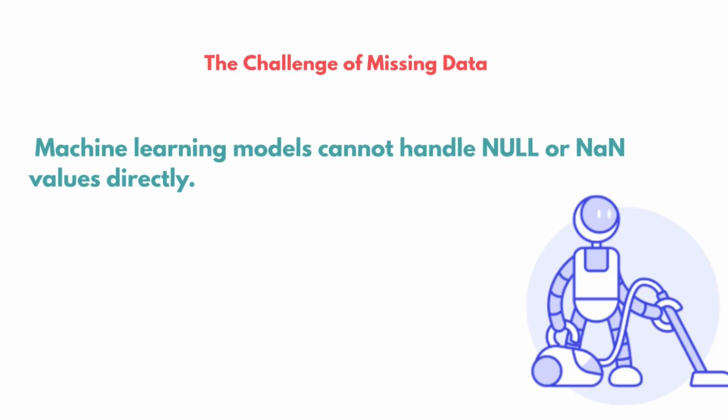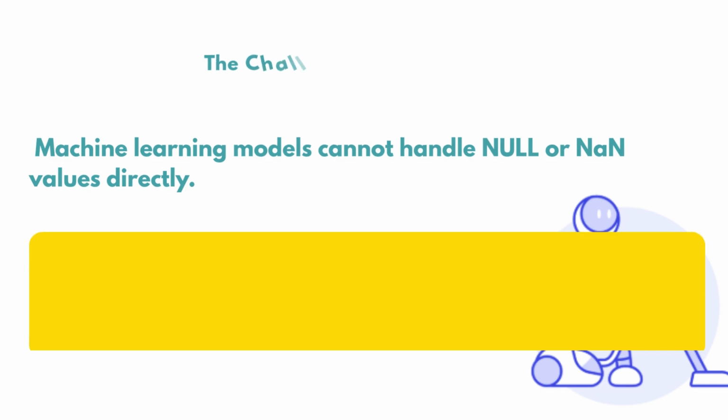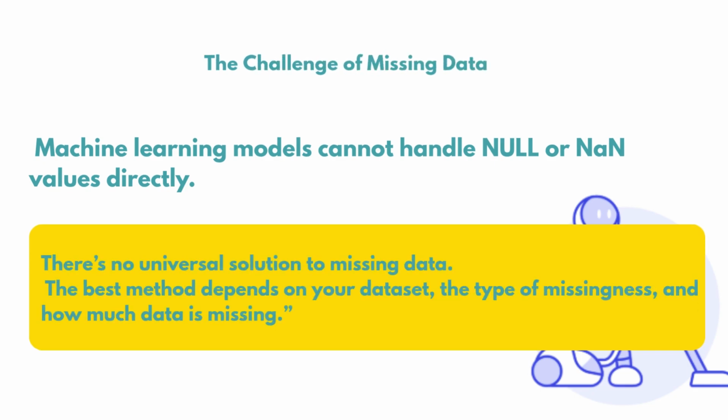The challenge of missing data. Let's focus on missing values. Machine learning models cannot handle null or NaN values directly, and here's the tricky part: there's no universal solution to missing data. The best method depends on your dataset, the type of missingness, and how much data is missing.